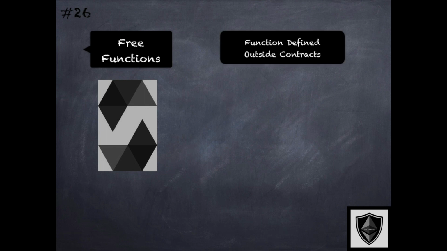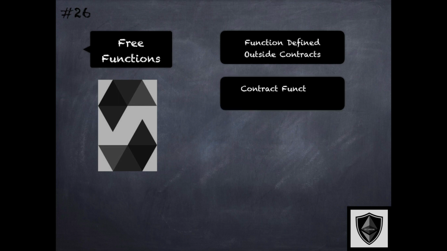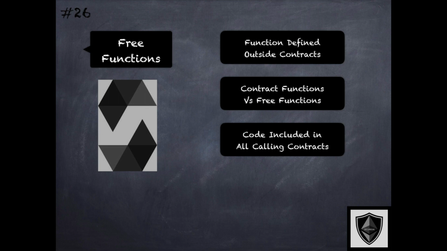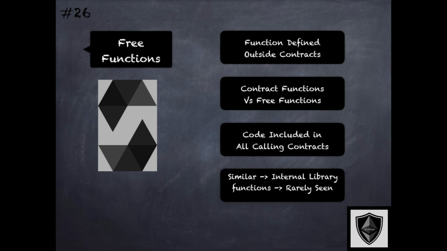Free functions are functions that are defined at the file level. So they are defined outside the scope of contracts. These are different from the contract functions that are defined within the scope of the contract. And the free functions always have implicit internal visibility, and their code is included in all the contracts that call them, similar to internal library functions. And these functions are not very commonly seen.